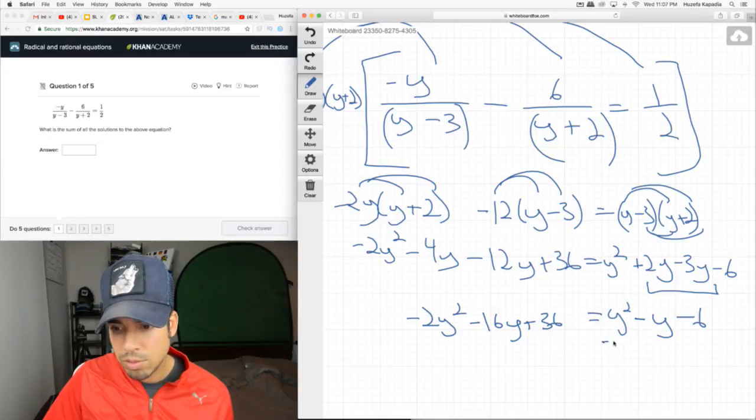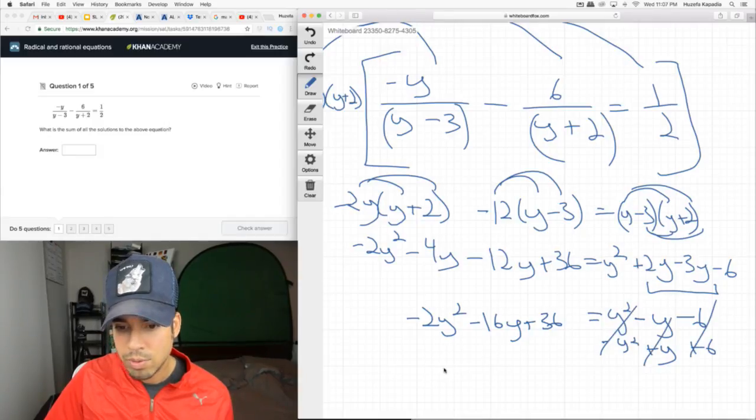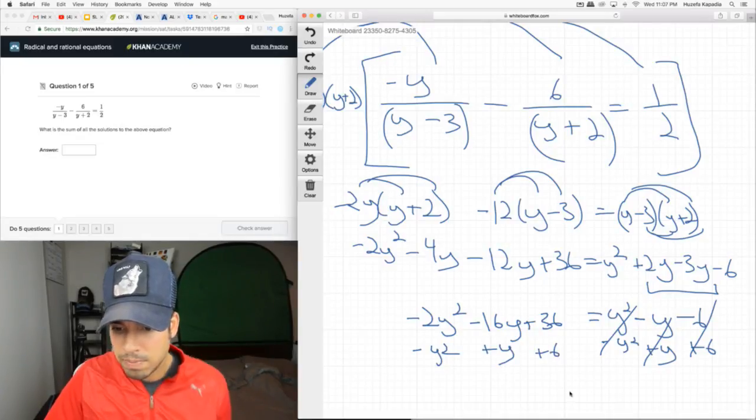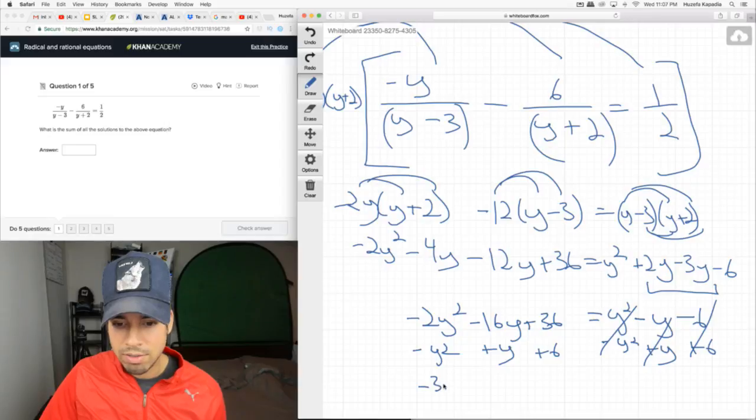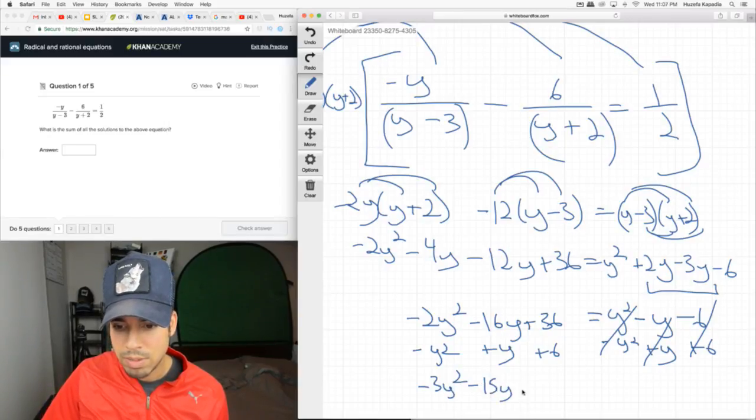So we're going to subtract y squared, add y, and add 6 to get rid of this, this, and this. But we got to do the same here. Subtract y squared, add y, and add 6. And now we got negative 3y squared minus 15y, right? These guys combine to be negative 15y, plus 36 plus 6, which is 42, equals 0.